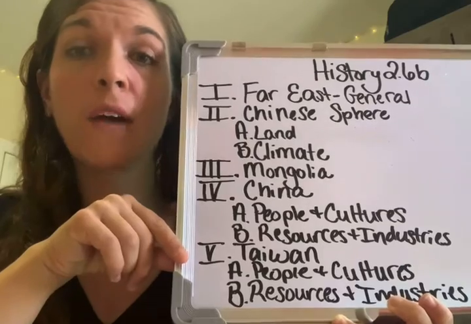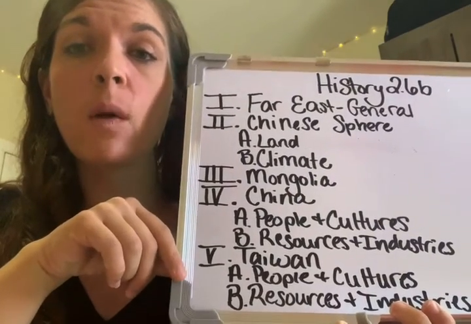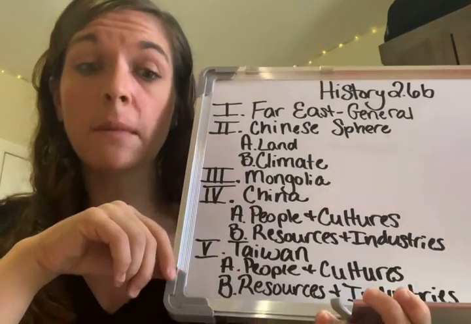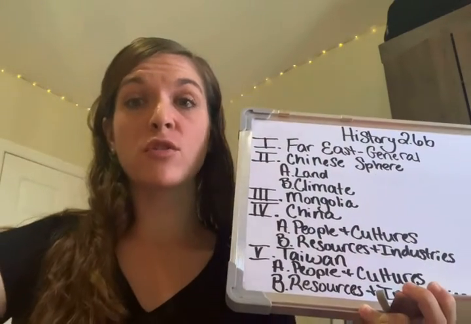That's Roman numeral number 5: people and cultures of Taiwan, resources and industries of Taiwan. That's going to be a shorter section. It's a smaller country, etc.